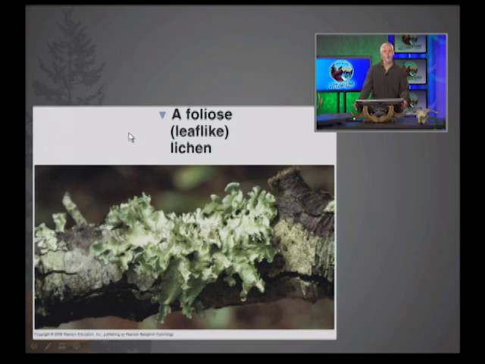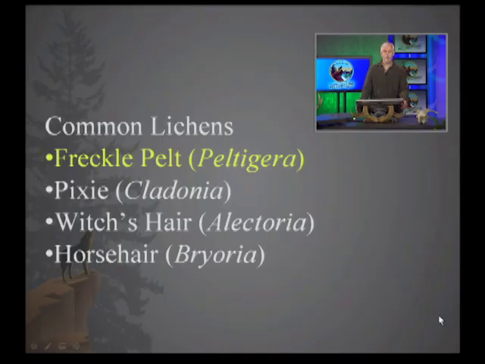And then also foliose lichens are kind of leafy looking lichens, and we do observe some of these in the Yellowstone ecosystem as well. And most of these leafy types you'll find growing on decomposing vegetation. So some common lichens that we find up in the Yellowstone ecosystem: freckled pelt, genus Peltigera. There are different types of pixies, several species up there within the genus Cladonia.